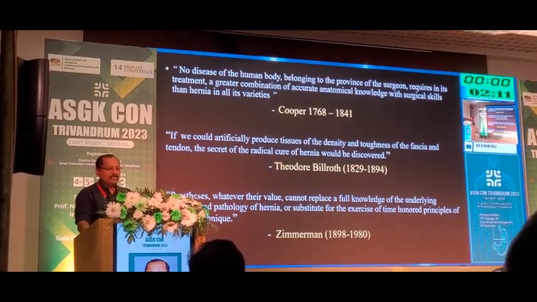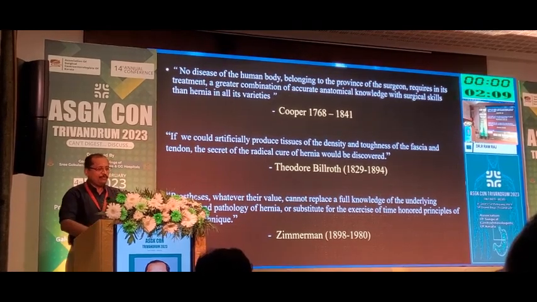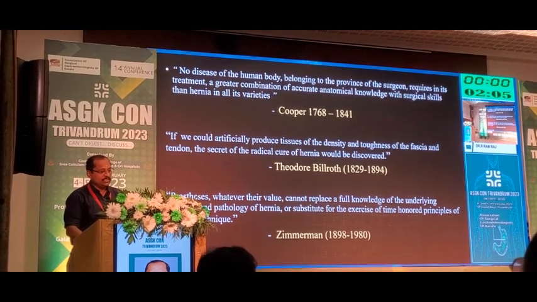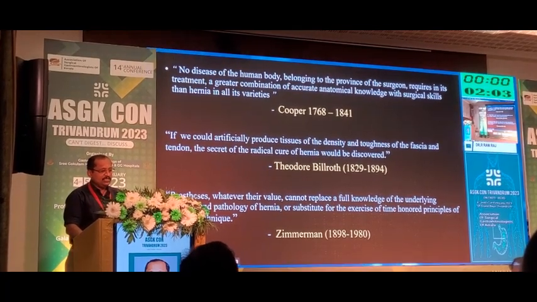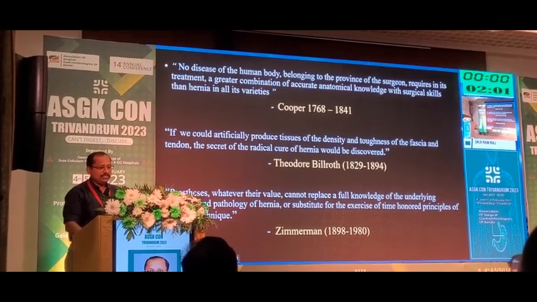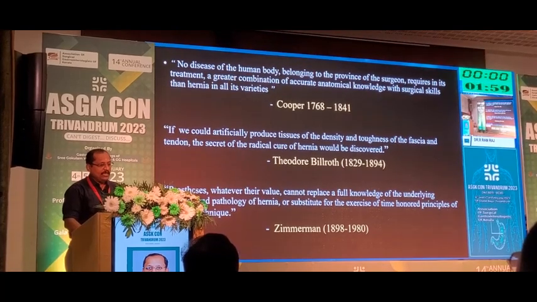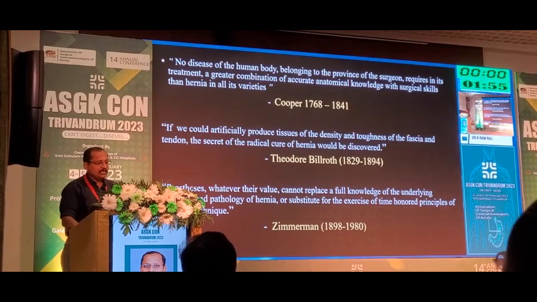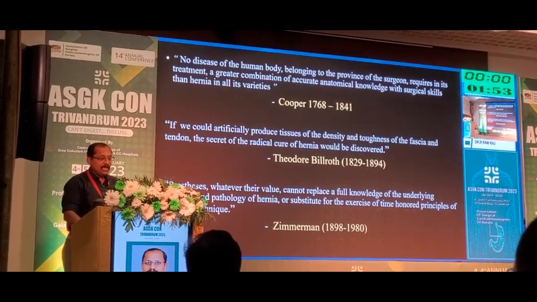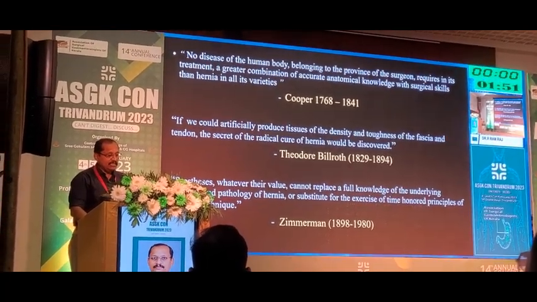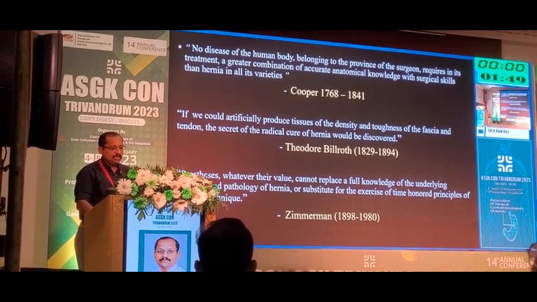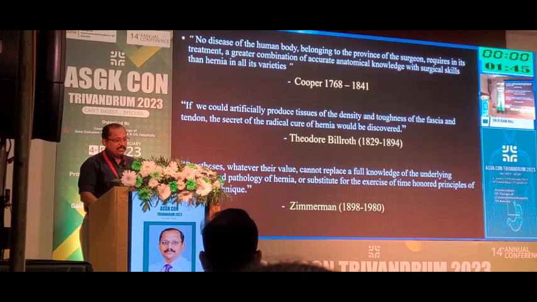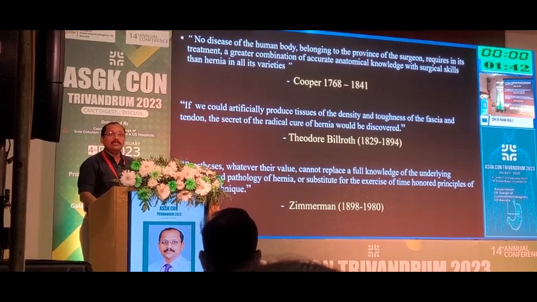The entirety of what I have been trying to express in these few previous slides is demonstrable with statements from these stalwarts of the years. Cooper said, "No disease of the human body belonging to the province of the surgeon requires in its treatment a greater combination of accurate anatomical knowledge with surgical skills than hernia in all its varieties." Another 100 years on, the statement is: if we could artificially produce tissues to the density and toughness of the fascia and tendon, the secret of radical cure of hernia would be discovered.